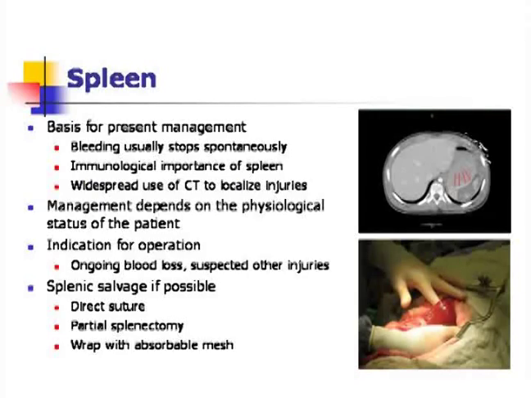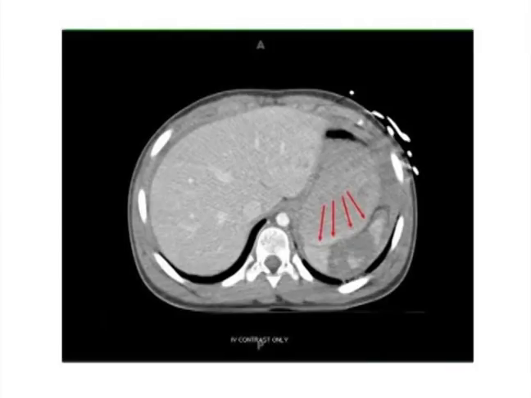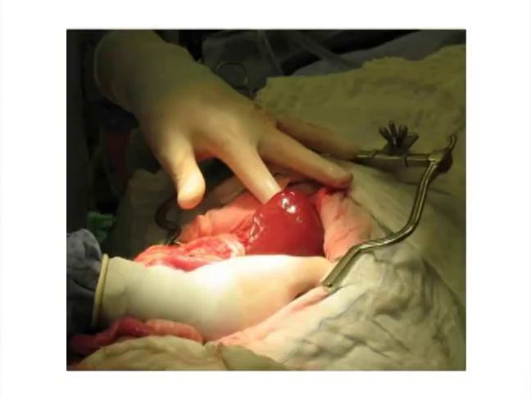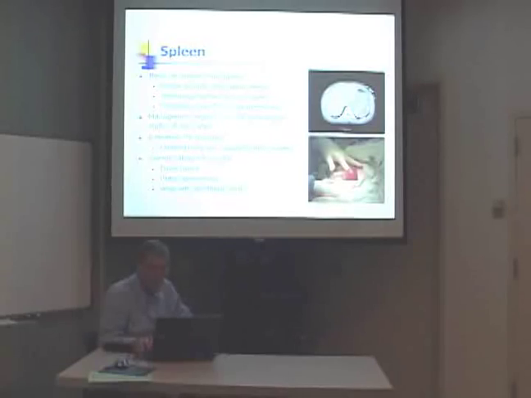When you do operate on these patients, you want to try to salvage the spleen if possible, and there are a number of different techniques. You can directly suture the spleen, which doesn't work all that great. You can do a partial splenectomy. You can wrap the spleen in an absorbable mesh, something like Vicryl. On the right side here, you see a CT of a splenic injury, and on the lower right, somebody doing a splenectomy, which I pulled off the internet. It doesn't look like a banged up spleen. It almost looks like a normal spleen. So I'm not exactly sure what they were doing that splenectomy for, but it doesn't look like a spleen that needed to come out for trauma.